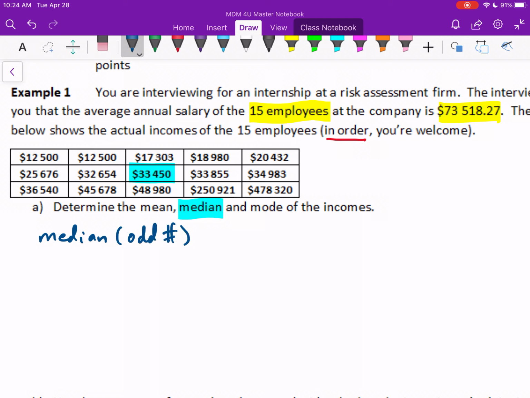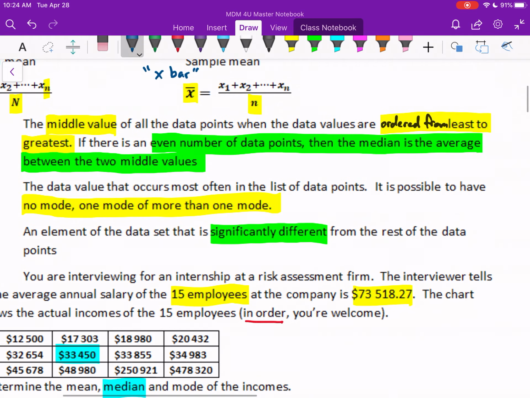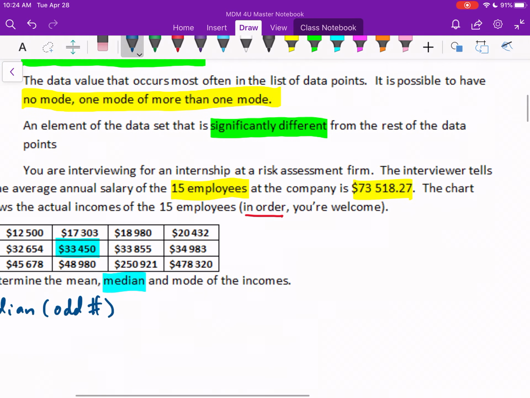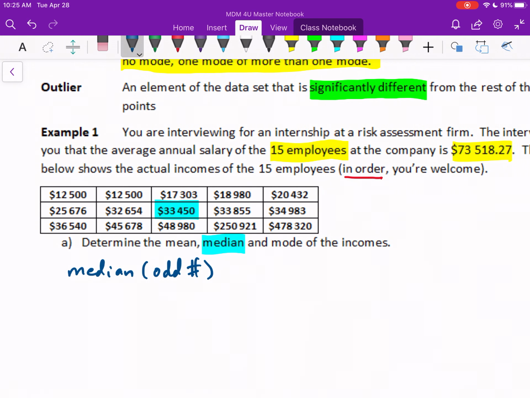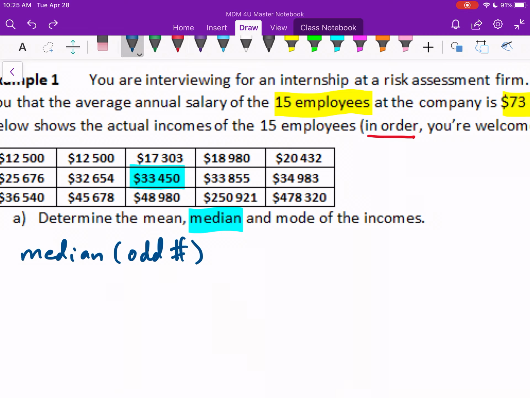With an odd number of data pieces, I simply take the one that's in the middle with the same number below or above it. If there had been 16 employees, one more employee, and I had an even number, that's where we go back to this idea of take the average of the 2 middle ones. So let's pretend for a second that there had been one more data piece here, and then that would have made this one and this one the 2 middle ones. So I'm imagining there's one more at the end. I would have taken the average of those 2 numbers that I just circled. Okay, so the median is 33,450.